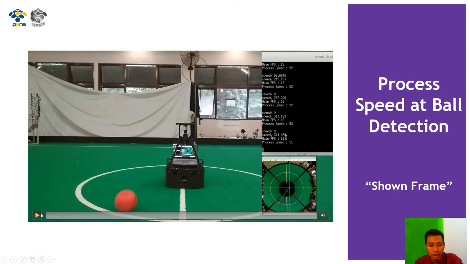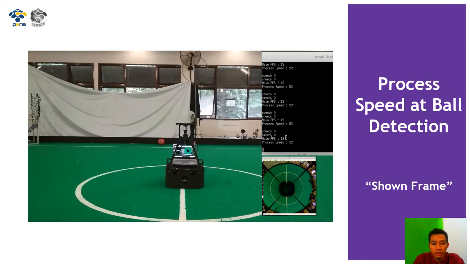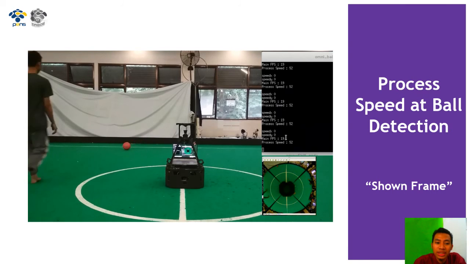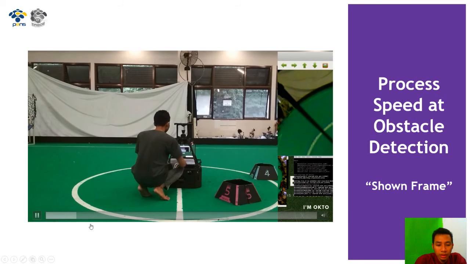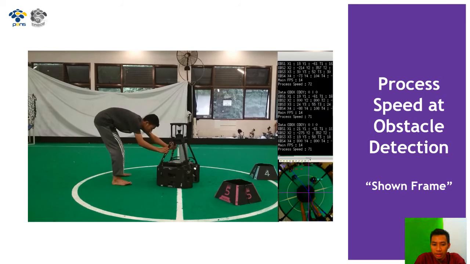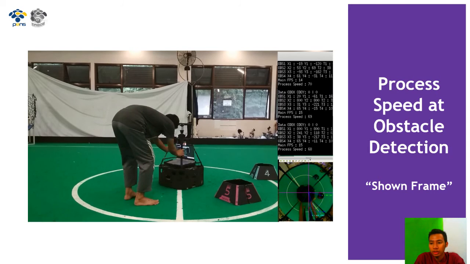So this is the result, but the program is showing the frame, so the speed is still slow. The process speed is 52. It indicates that the improvement of process speed in ball detection is still good. Okay, next, this is the program of obstacle detection. We can see the obstacle detection is still good after I improved the process speed.